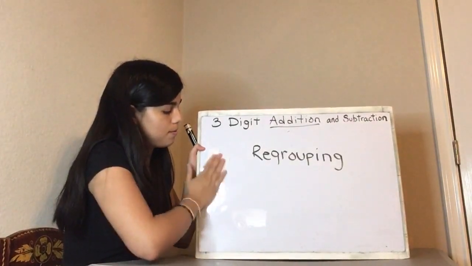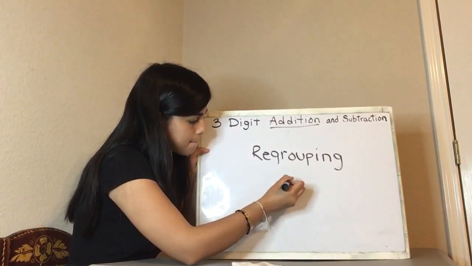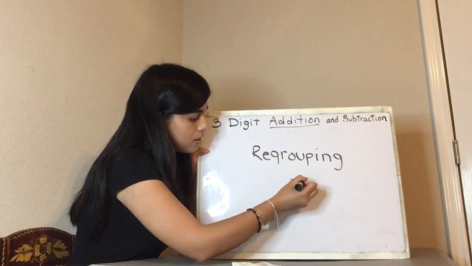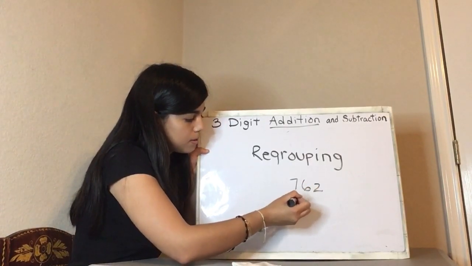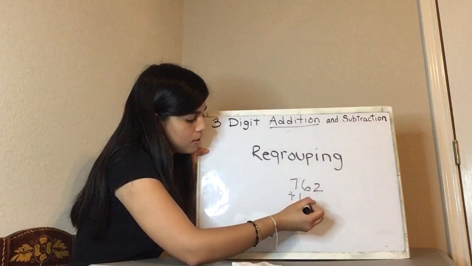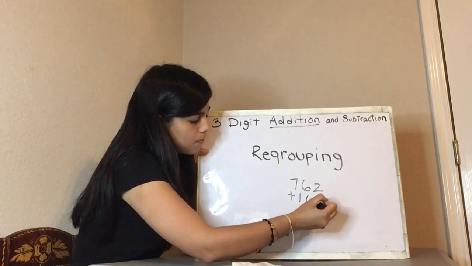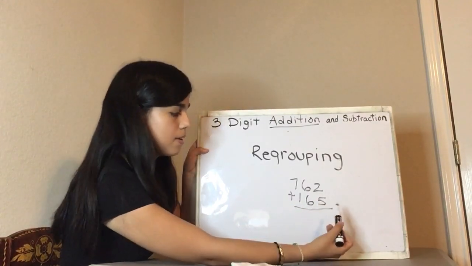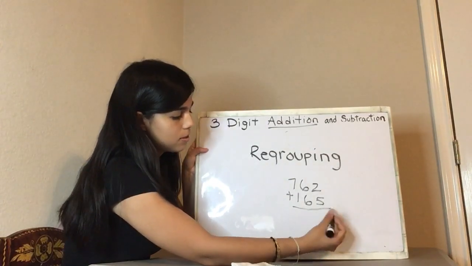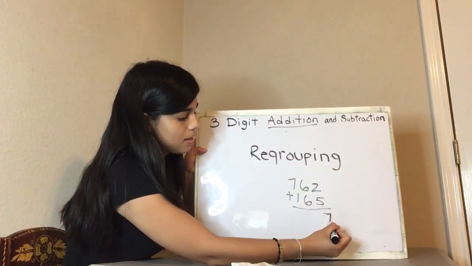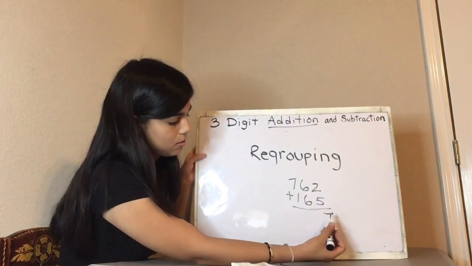All right, let's try another one. Let's do 762 plus 165. All right, again, we start in the ones place. 2 plus 5 equals 7. That's less than 10, so we could just leave it there. We do not have to carry anything to the neighbor.